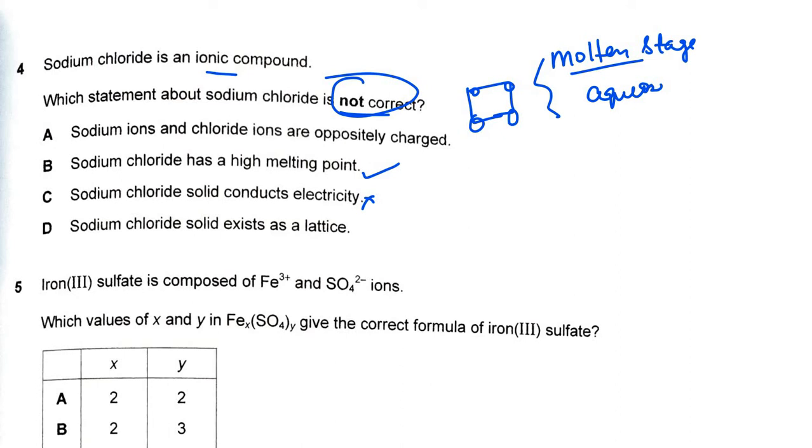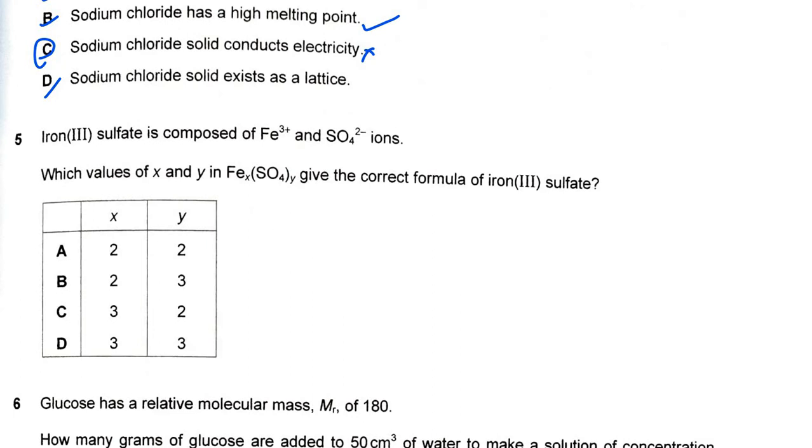So this is the only option you will have here, option number C, which is not correct. The rest are correct. Now question number 5. Iron sulfate is composed of this and this. Which value of x and y? This is a question from the formation of formula.